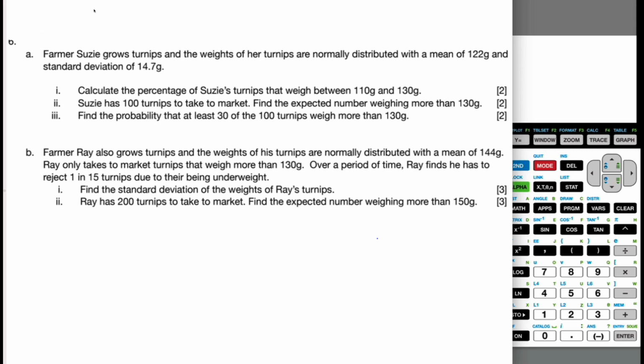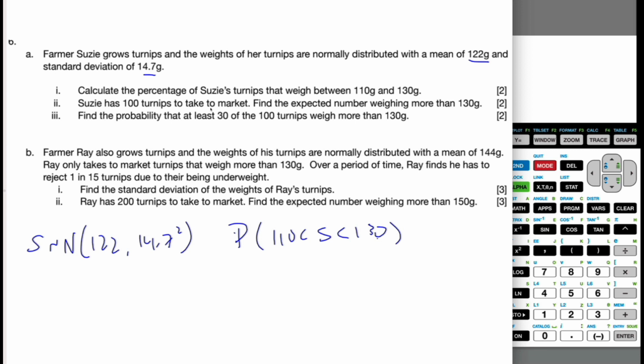Okay, so farmer Susie grows turnips in ways the turnips are normally distributed with a mean of 122, standard deviation 14.7. So I'm going to introduce the random variable S of Susie. It's normal with a mean of 122 and 14.7 squared as a variance. And so if I want to find the percentage that the turnips weigh between 110 and 130, I'm simply going to find the probability that S is between 110 and 130.